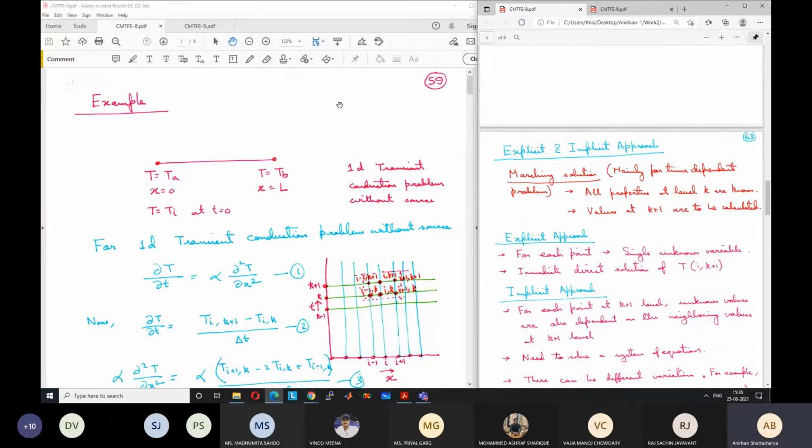So, in the previous class, we were discussing an example problem, how to solve a 1D transient heat conduction problem without any source term. The idea was not just to show how to solve this problem, but to show how we can use the finite difference method to solve similar types of problems. We took one example, but you can apply similar or analogous schemes or methods to solve other problems also.